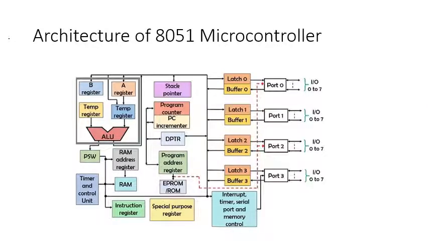The detailed architecture of 8051 microcontroller has been depicted here, which consists of ALU, control and timing unit, RAM, EPROM, ROM, registers, latches and drivers for port P0, P1, P2 and P3. The operation of each block will be explained now.